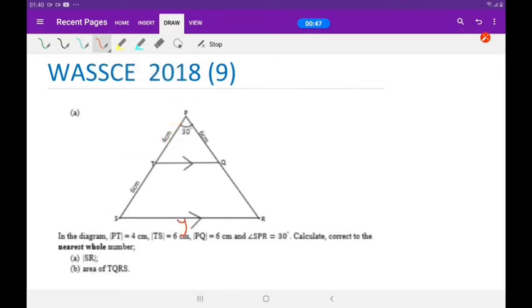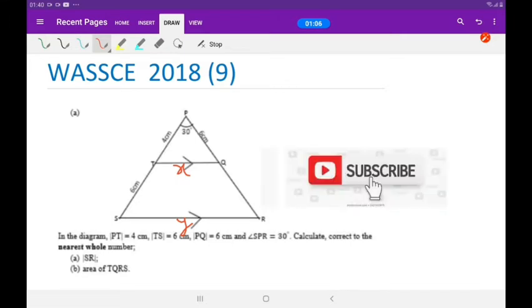Let's call it Y. How can we calculate Y? Before we can calculate Y, we need to know TQ. Let's call that TQ X. So how can we calculate X? We can use the cosine formula to calculate X.